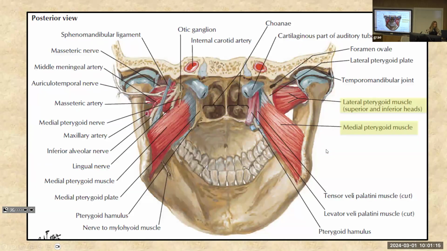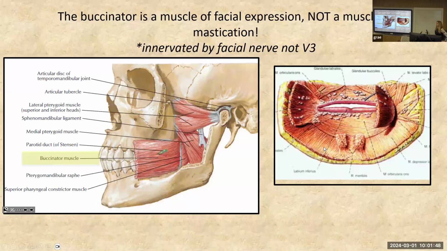Okay, I like this cool view. You're not really going to see this in dissection, but it's looking forward at the pterygoid muscles and seeing how they crisscross. So the medial pterygoid comes from the medial side of the lateral pterygoid plate, and then inserts here on the angle of the mandible. In contrast to this lateral pterygoid, which is coming from the lateral side of the pterygoid plate. I know I'm oversimplifying their origin, but it comes over and inserts on the head and neck of the mandible, the condyloid process.